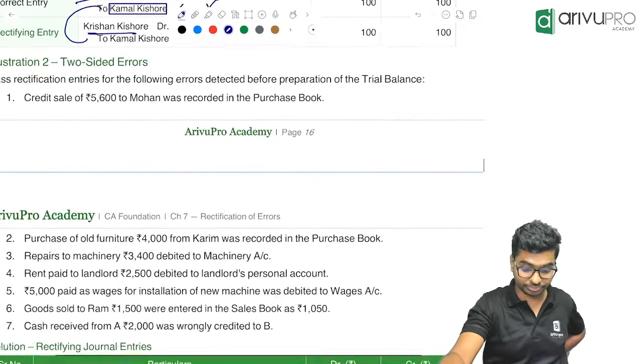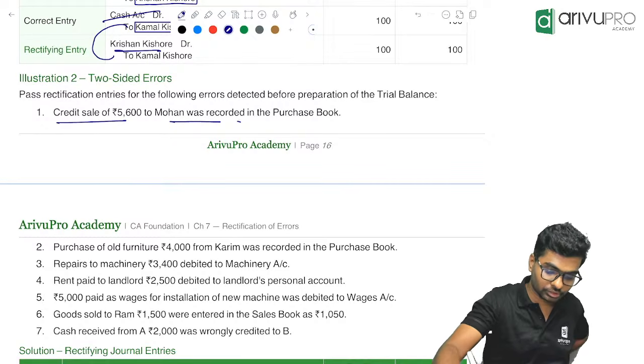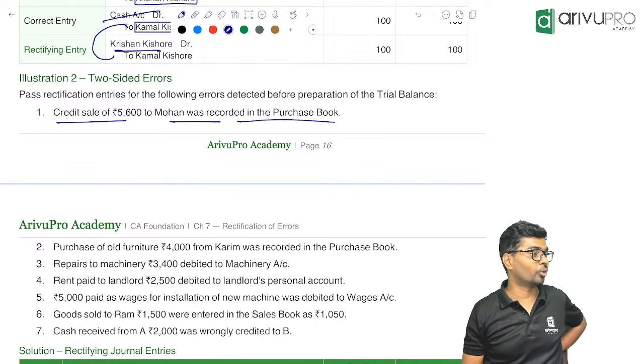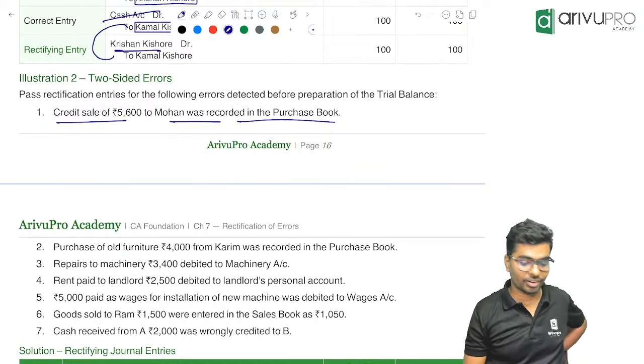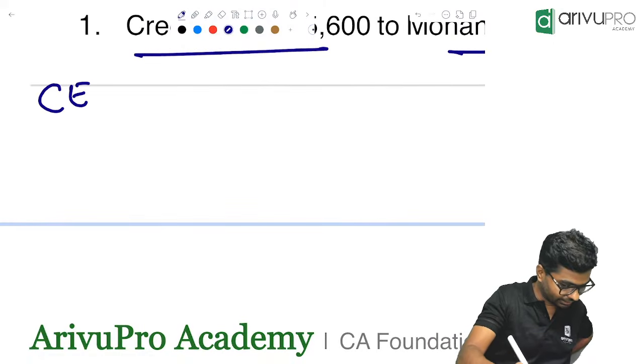Next one. This I have explained today morning or today evening. Credit sale to Mohan was recorded in the... Now, what is the correct entry?